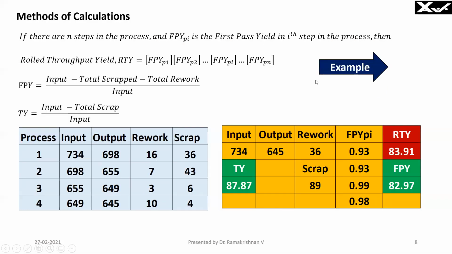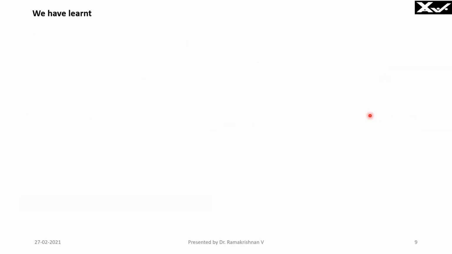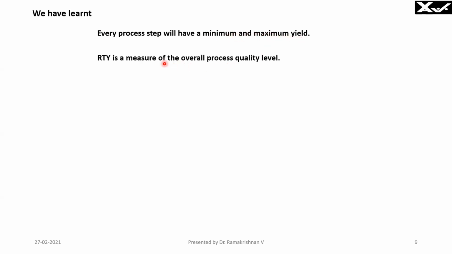I think that completes my session on rolled throughput yield. The answer for RTY is obtained by the product of 0.93, 0.865, 0.856, which gives you 0.839. Thank you very much for watching this. We have learned in this lesson, every process step will have a minimum and maximum yield. This is nothing but traditional yield and first pass yield. First pass yield is the minimum yield, maximum yield is the traditional yield.